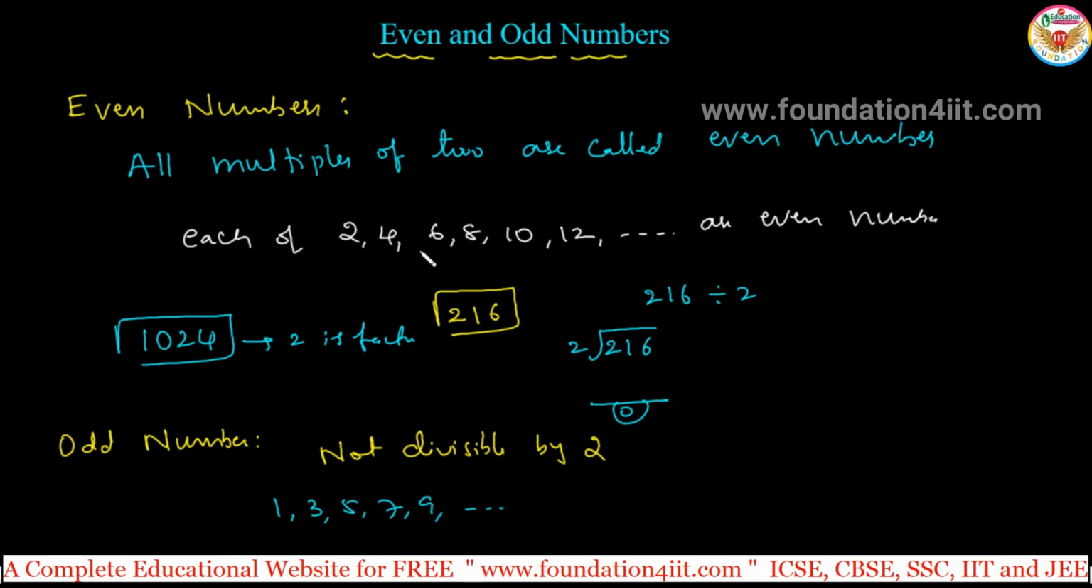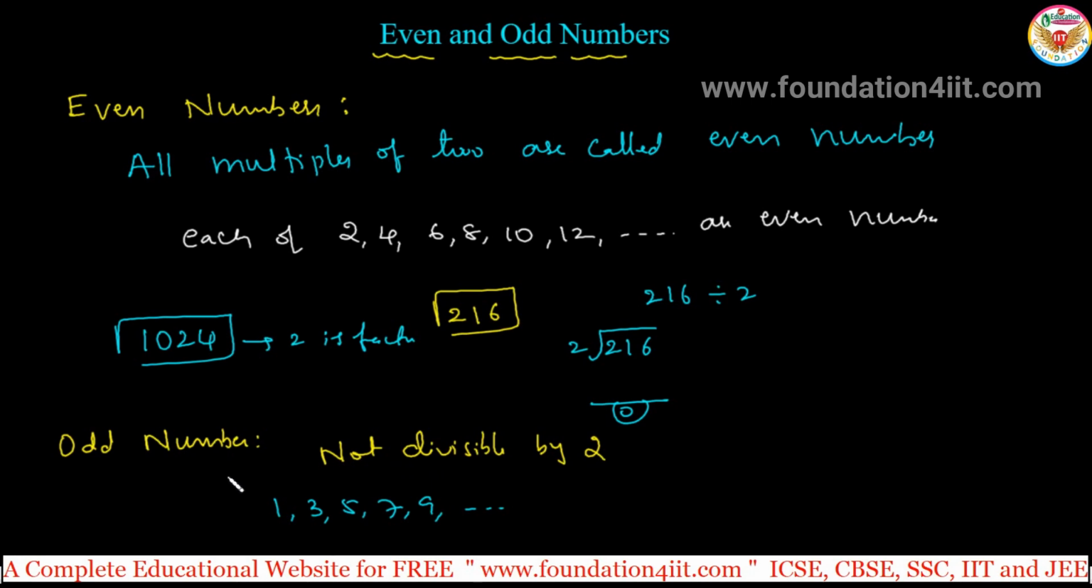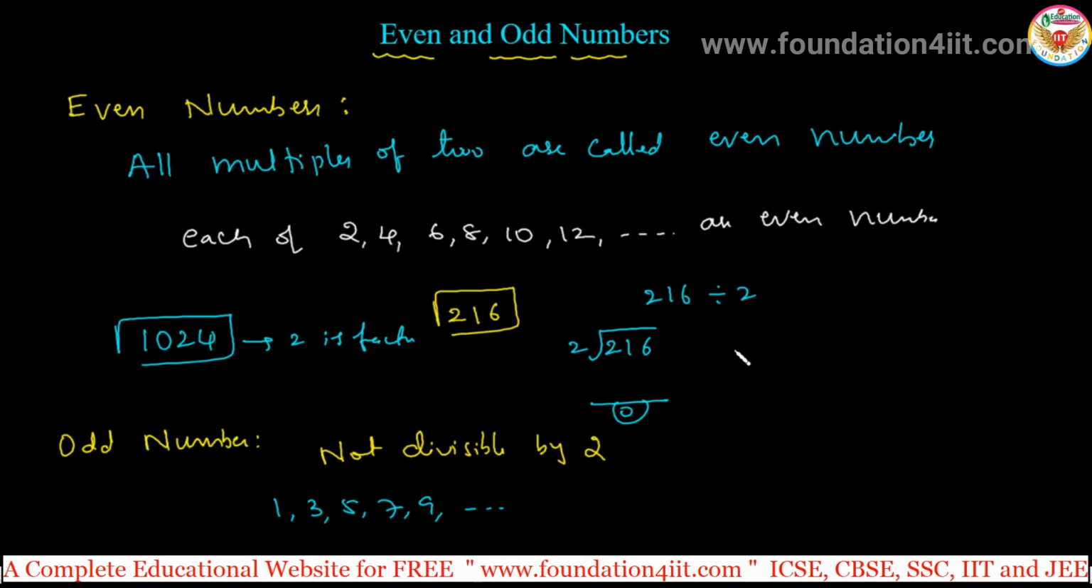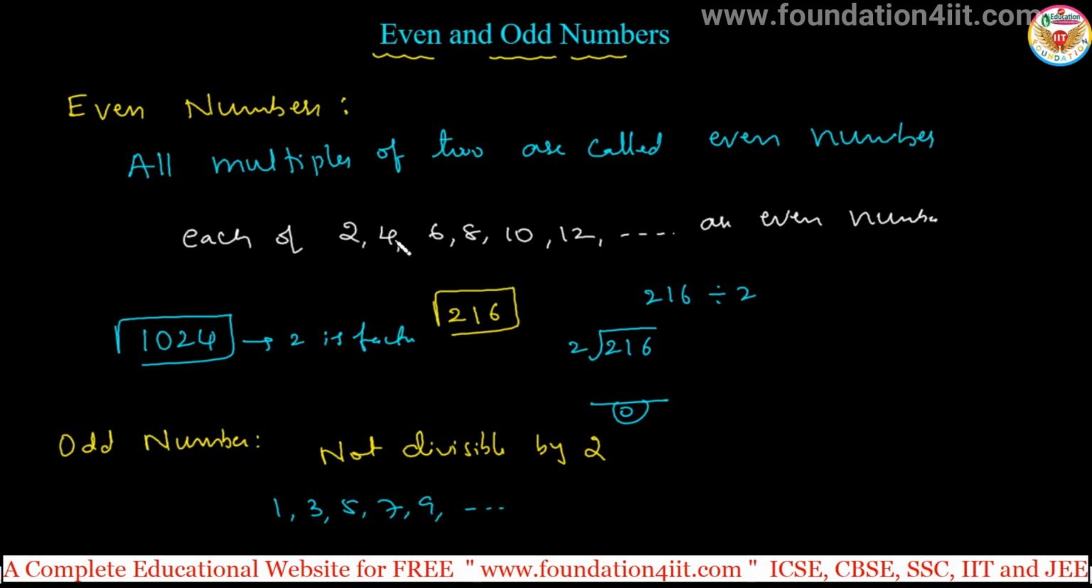Even numbers are divisible by 2 and odd numbers are not divisible by 2. Just remember. So every number is either even or odd. That's one thing you can conclude. Any natural number you take, every number is either even or odd. A number cannot be both even as well as odd. Natural numbers start with 1, so 1, 3, 5, 7 are odd numbers, and the remaining ones are even.